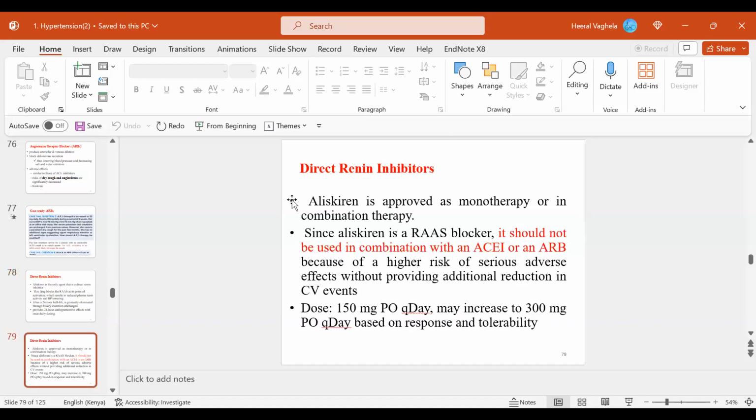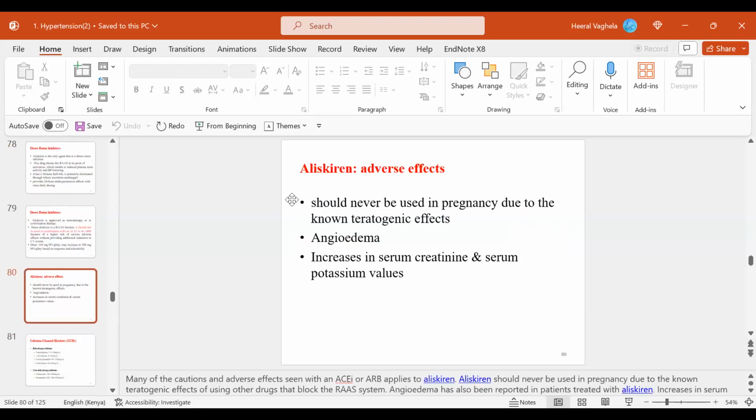And this drug is not used in combination with ACE inhibitors or ARBs, because they have similar adverse effects. And also this drug is not given in pregnancy because of its teratogenic effect.